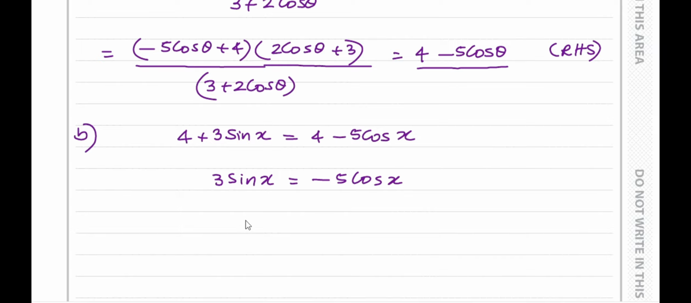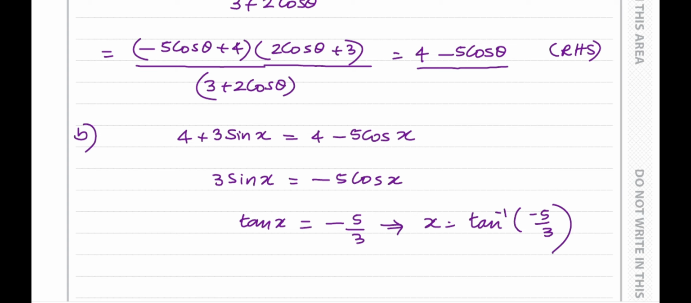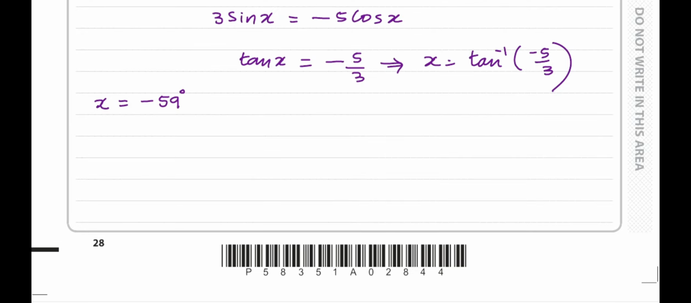Therefore, tan x, dividing both sides by cos x, we get minus 5 over 3. That means x equals tan inverse of minus 5 over 3. Putting into the calculator, we get the principal value of x equals minus 59 degrees. Now let's draw the CAST diagram, the 4 quadrants diagram, to look for where the angles are.